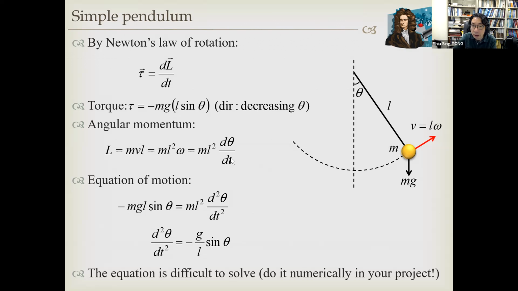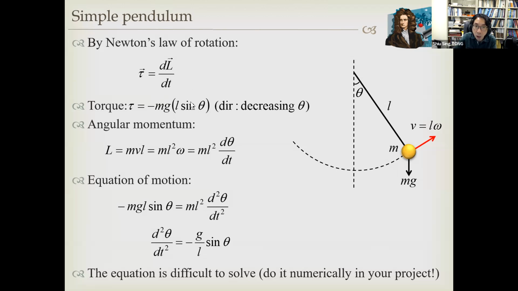Omega is d theta dt. So I have the angular momentum as mL squared d theta dt. Now we put the angular momentum into this equation, and that amounts to differentiating once more. The derivative acts on d theta dt, and that becomes the second derivative of theta with respect to t, right? So that is on the right hand side.